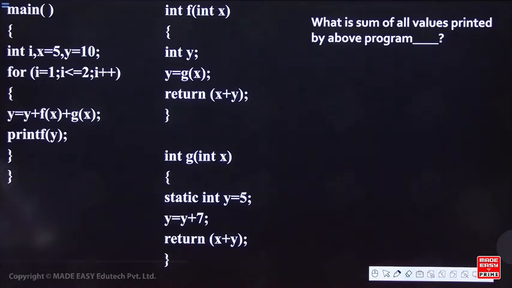Pratiksha, next question on the screen. Think carefully and solve. Copy the question first.